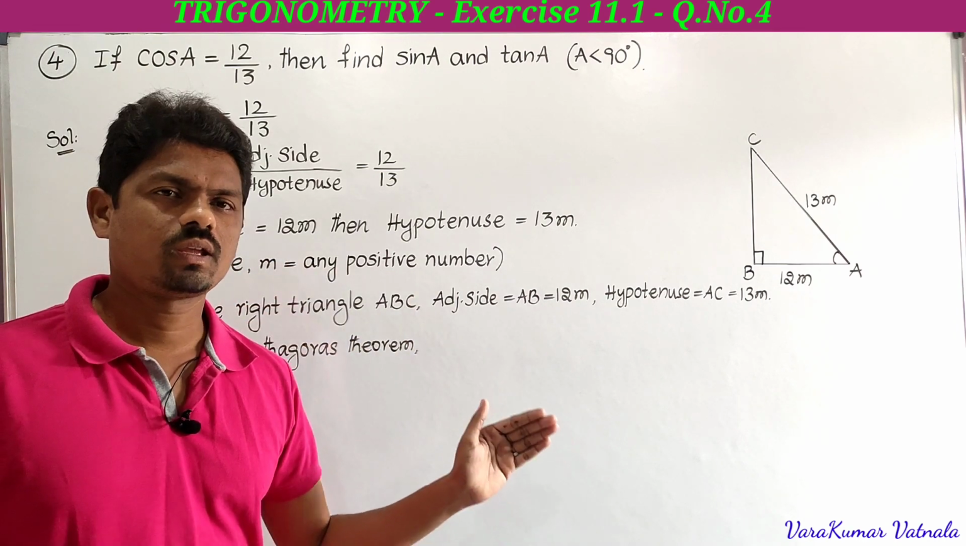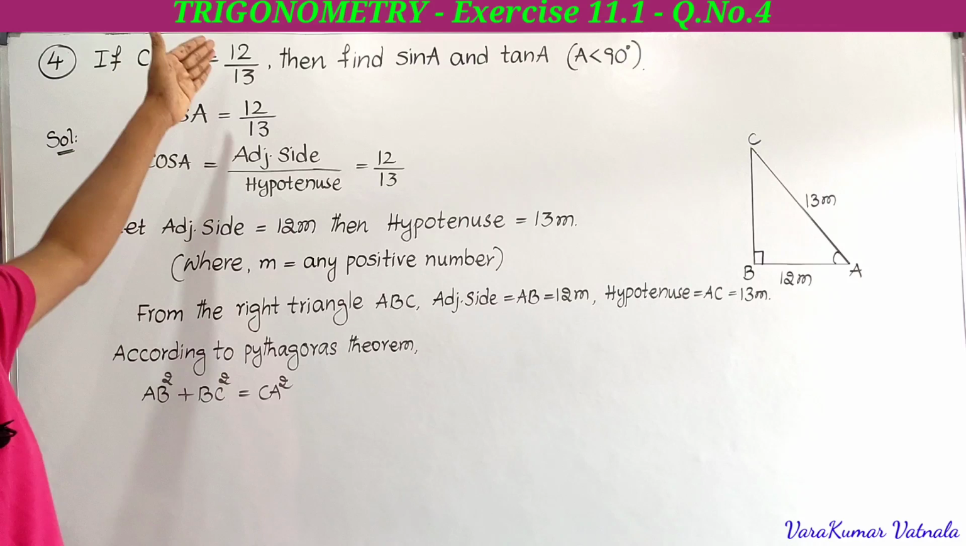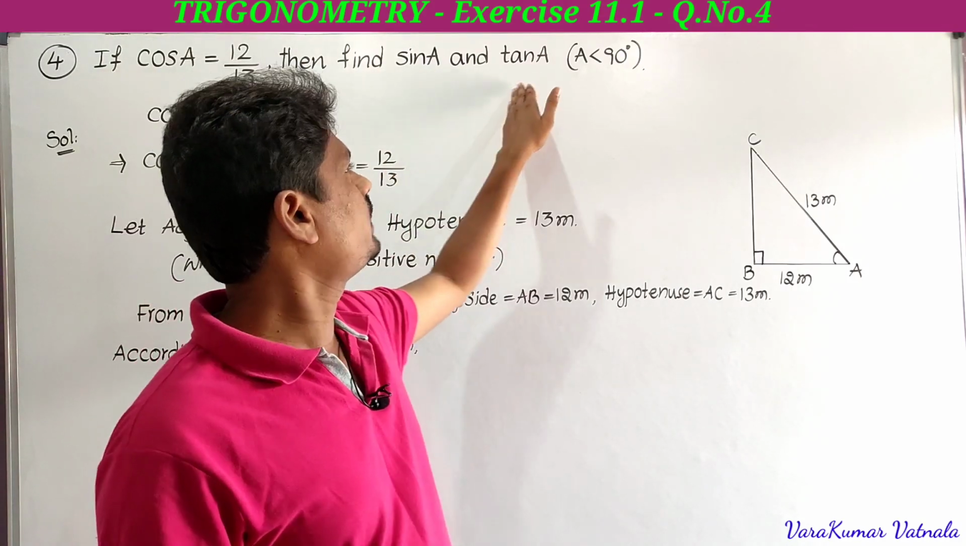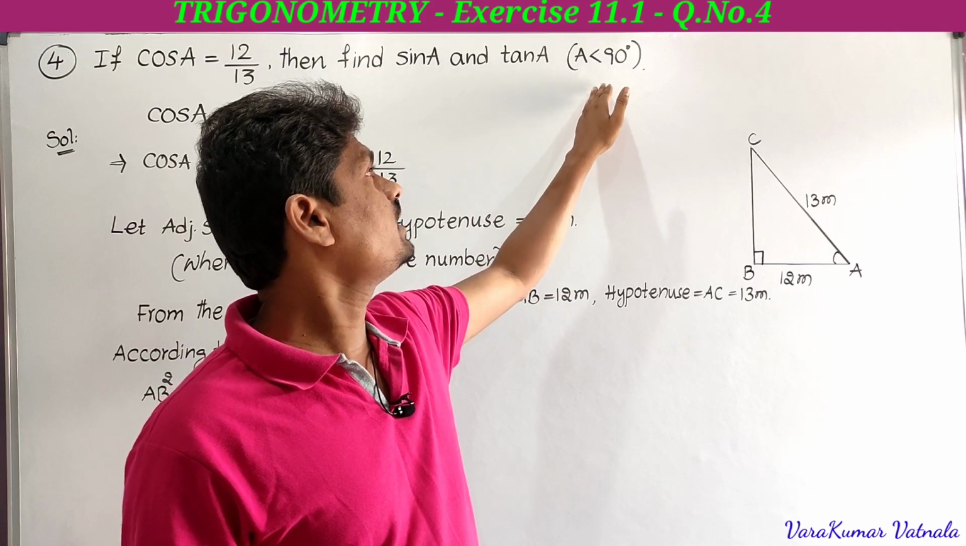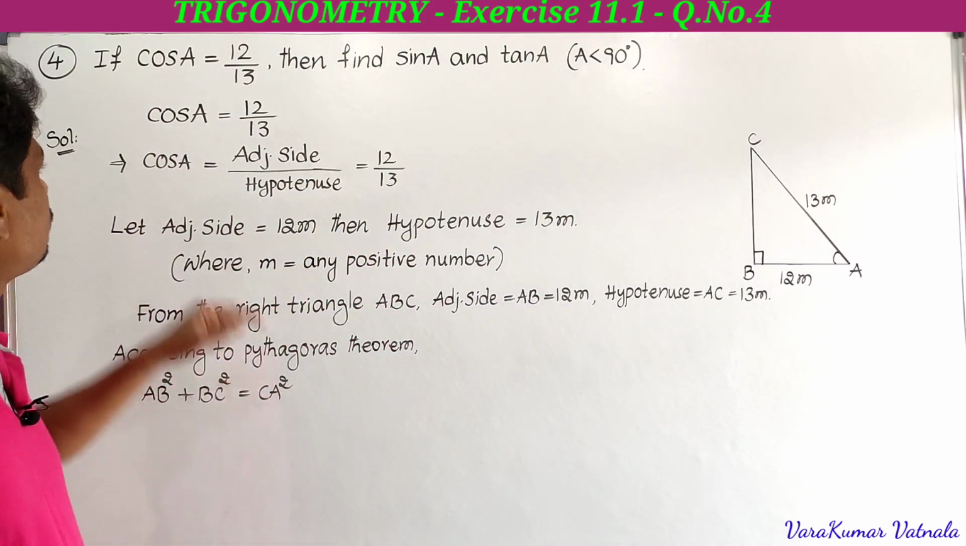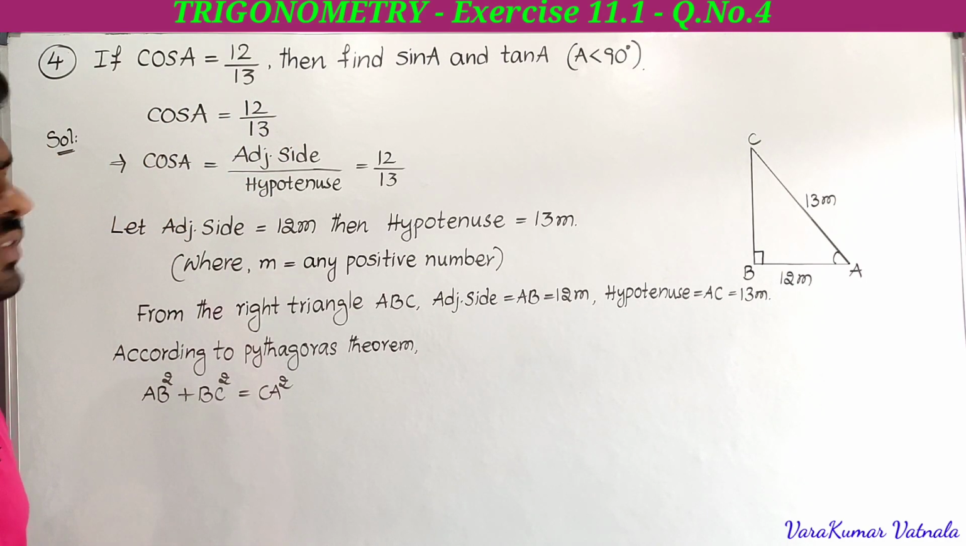Fourth problem. So see here what he has given. If cos A is equal to 12 by 13, then find sin A and tan A. Here A is less than 90 degrees he has given. So cos A equal to 12 by 13 he has given.